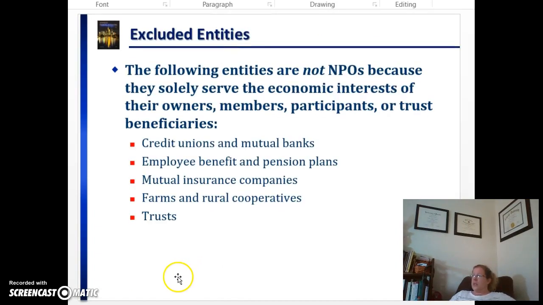Excluded entities: these entities are not NPOs because they solely serve the economic interest of their owners, the members, participants, or trust beneficiaries. So this would include credit unions and mutual banks, employee benefit and pension plans, mutual insurance companies, farms and rural cooperatives, and trusts.